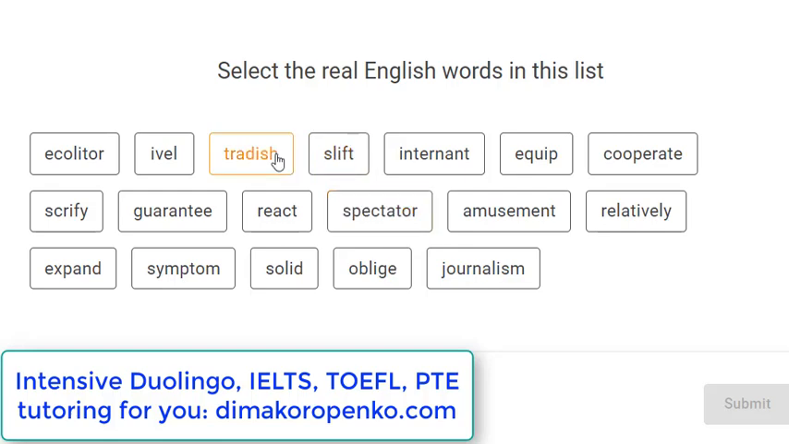If you feel problems with this, it means that most probably you will not get 100, especially for the comprehension sub-score. So then you have to practice and enlarge your vocabulary, your passive vocabulary. Okay, ecolitor, I don't know this. Evil, no. Tradish, no. Slift, no.